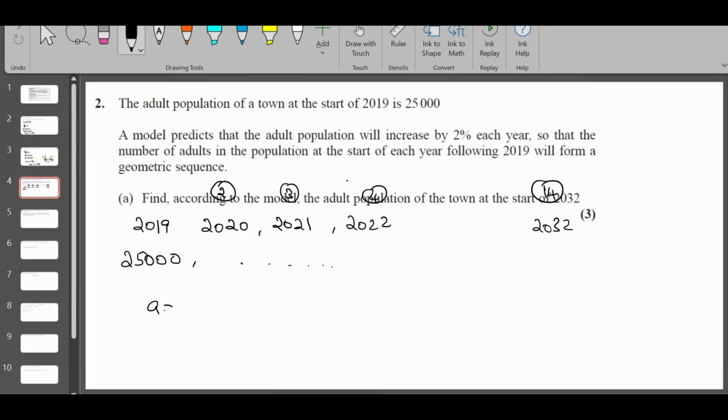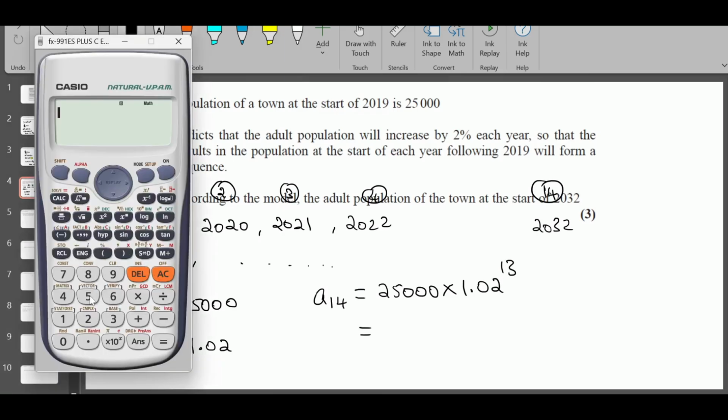So you need to write a is 25,000, the first term. Common ratio r is 1.02. They want you to find the 14th term. The formula is a times r to the power 14 minus 1. That will give you the answer. 25,000 times 1.02 to the power 13.